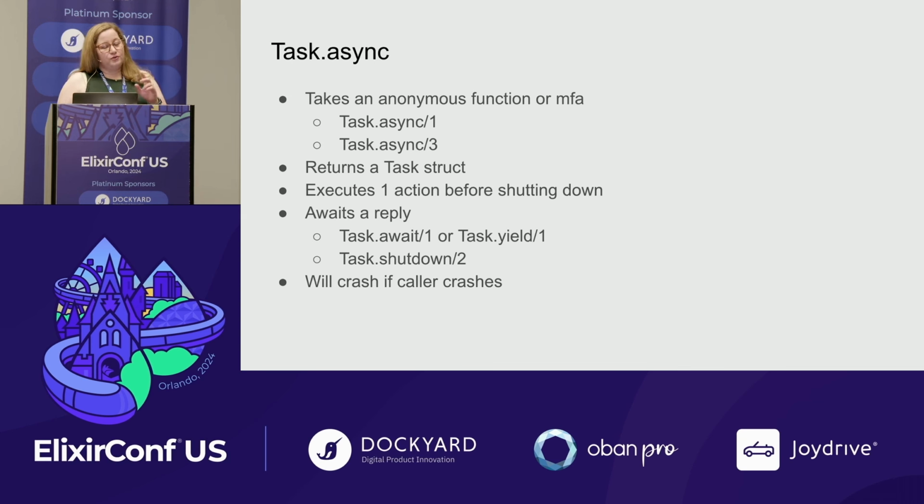It always executes one thing before shutting down, and it awaits a reply. You can do this by using task await 1 or task yield, and you just give that the task, and then you can manually shut down a task by doing task shutdown. Now, if the caller crashes, that caller PID versus the task PID, it'll crash the task.